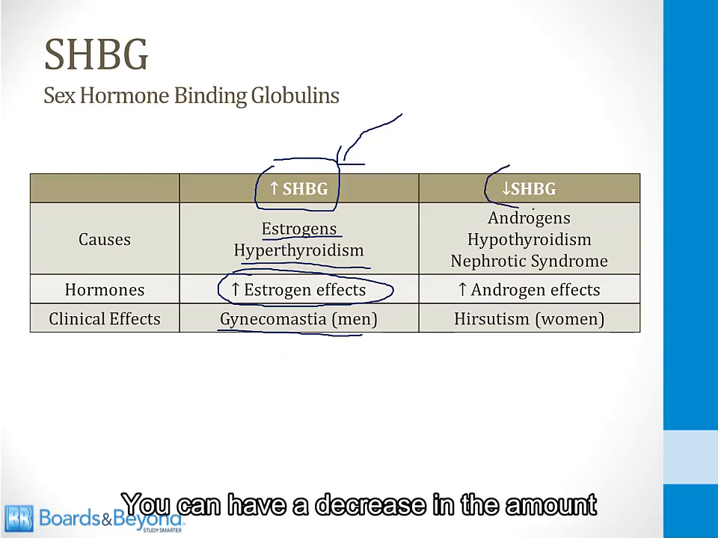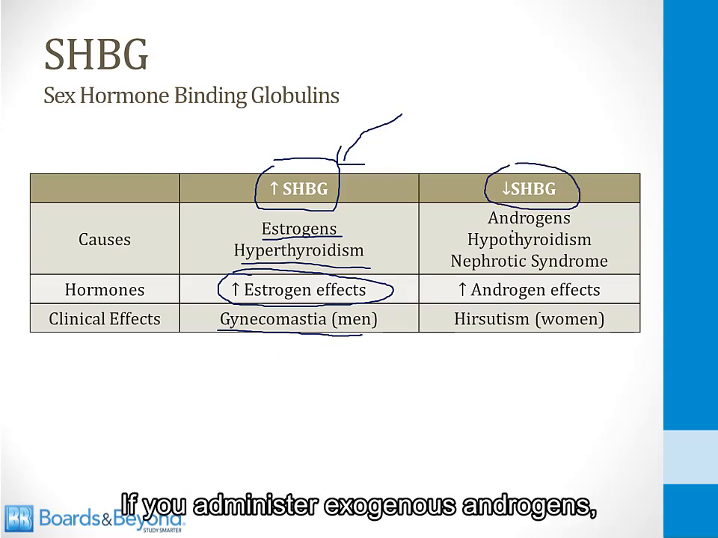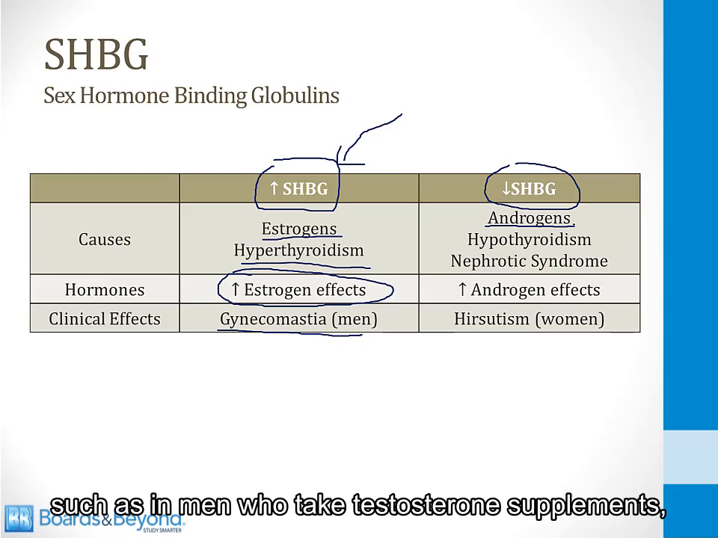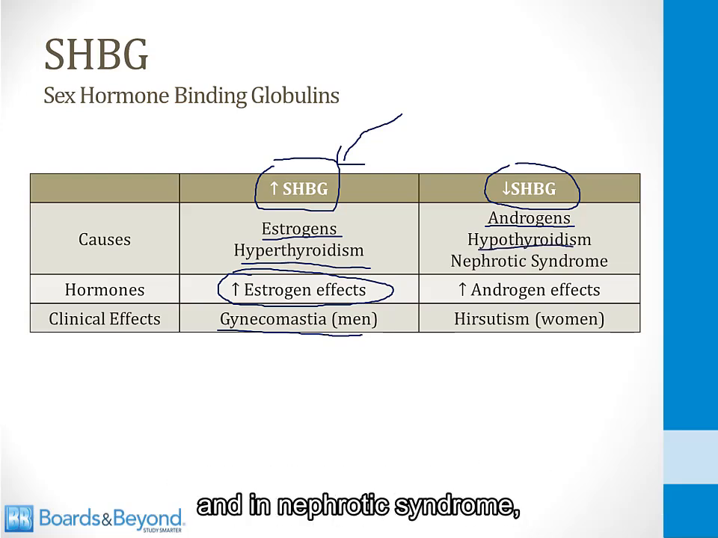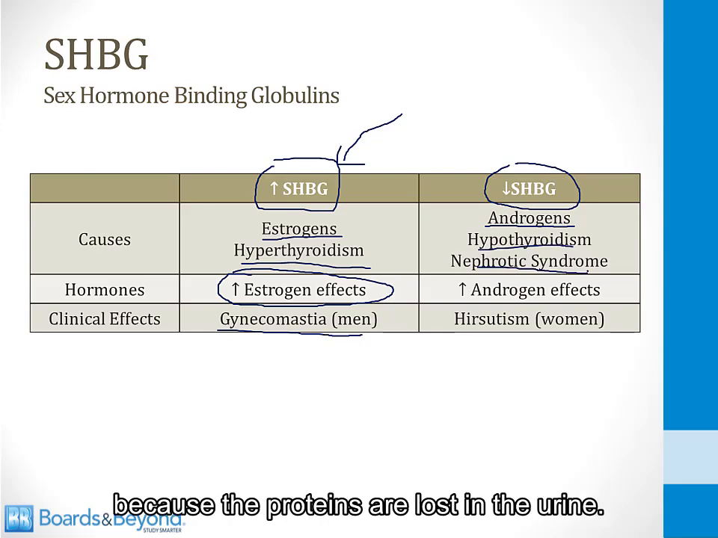You can have a decrease in the amount of sex hormone binding globulins if you administer exogenous androgens, such as in men who take testosterone supplements. You can also see a lowering of sex hormone binding globulin levels in hypothyroidism and in nephrotic syndrome because the proteins are lost in the urine.